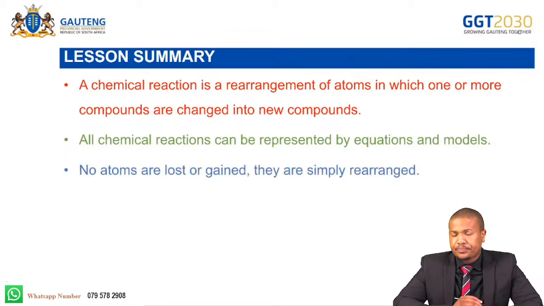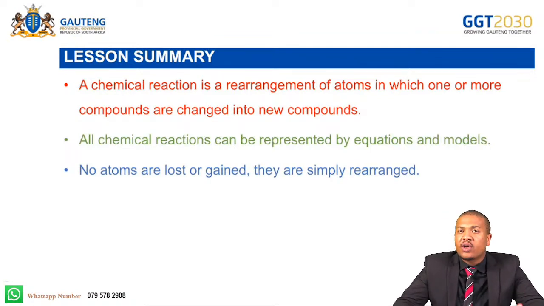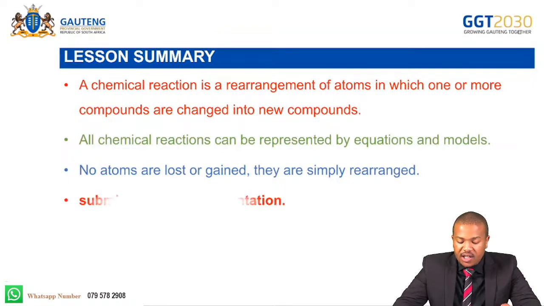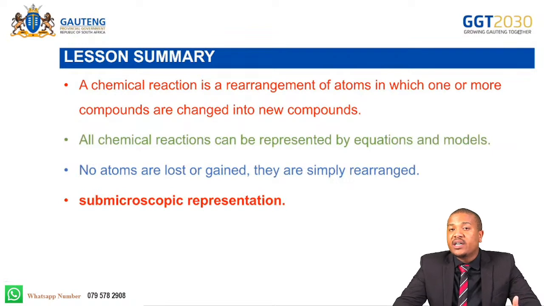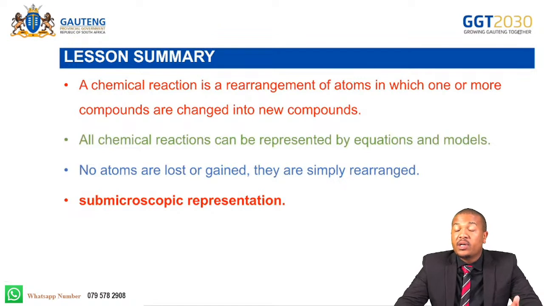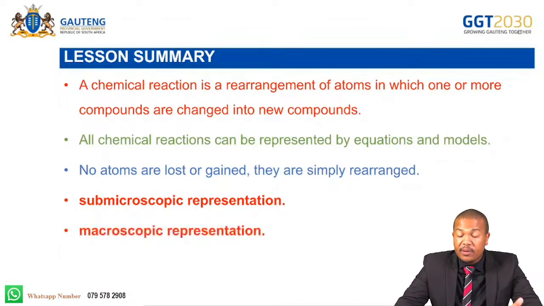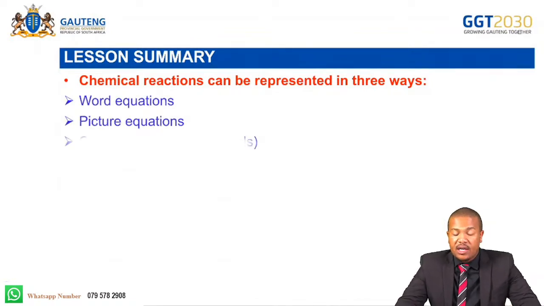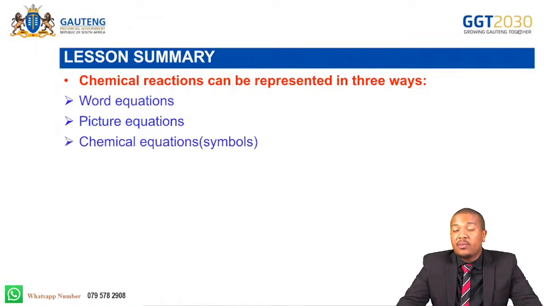Not only that, we said that during a chemical reaction, no atoms are lost or gained, but they are simply rearranged, right? And we said that there are 3 ways in which we can represent chemical reactions, such as submicroscopic representations, macroscopic representations, and also symbolic representations, right? Also we said that we can use word equations, picture equations, and symbol or chemical equations, right?